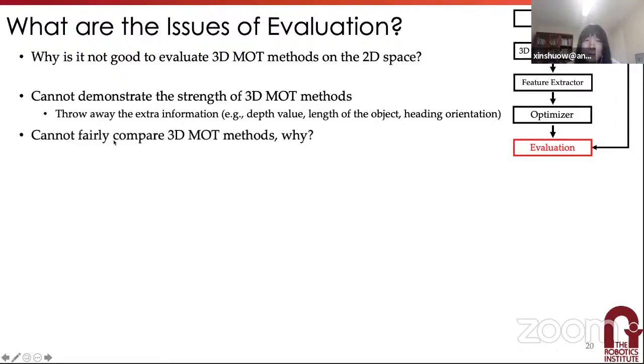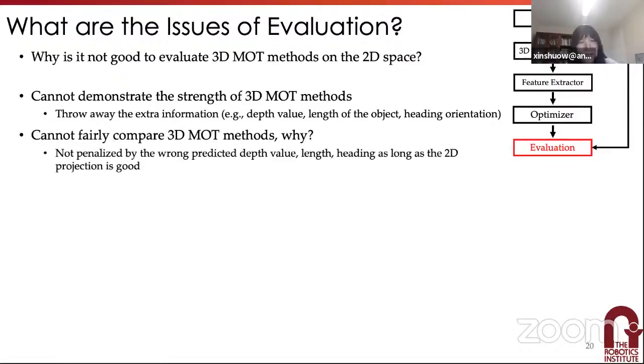And also, using 2D metrics cannot fairly compare 3D MOT methods. Why? Because 2D metrics do not penalize wrongly predicted depth values, or length, or heading orientations, as long as we have a pretty decent 2D projection.